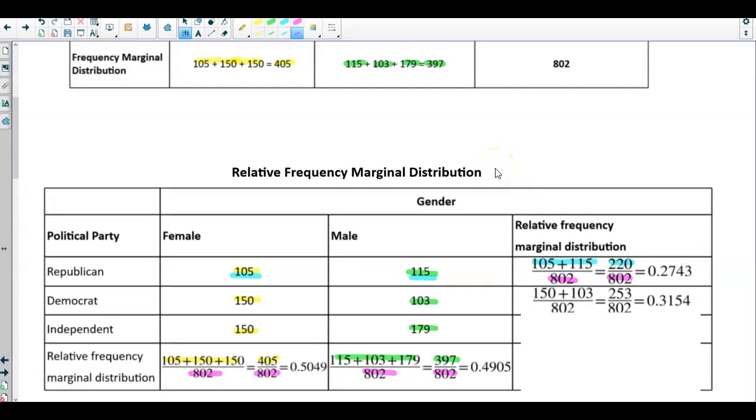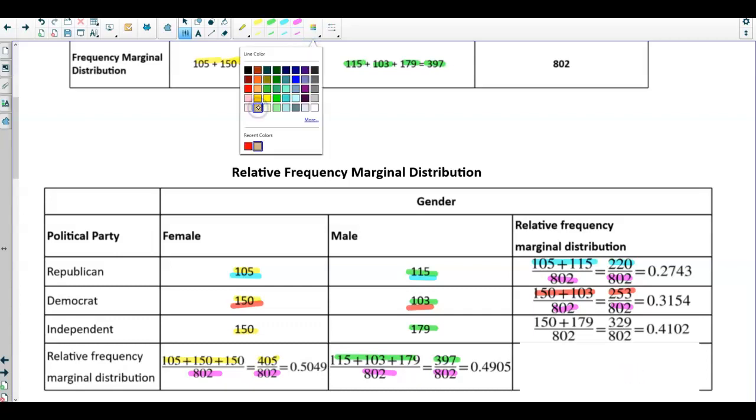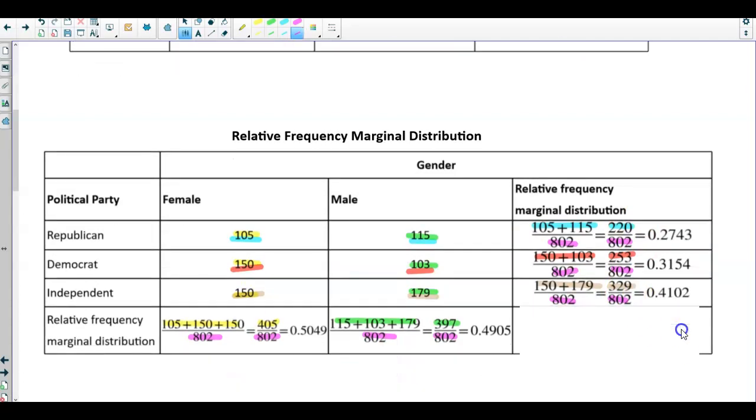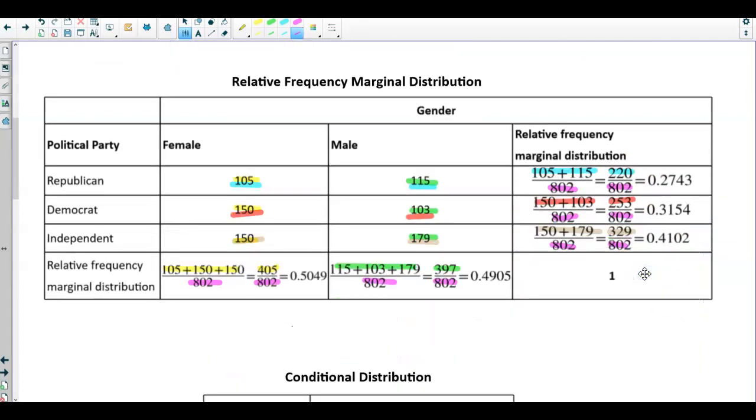Okay, next we have 150 plus 103, which gives us 253. Again, dividing it by the table total gives us 0.3154. And then last, we're taking the 150 plus 179, which gives us 329 from our previous table, divided by the table total, which gives us 0.4102. Now if we add those all up, it gives us 1. If we add the rows together, that gives us 1.